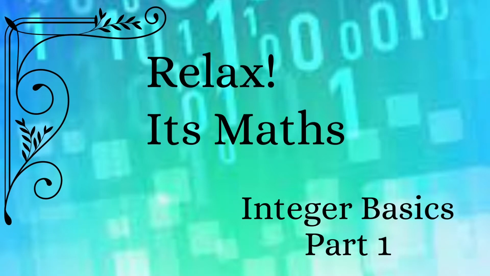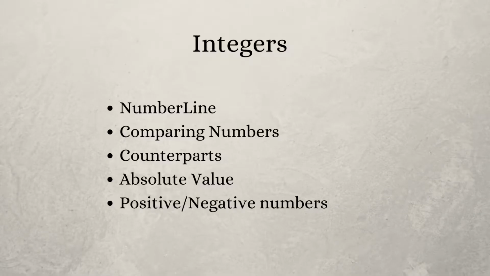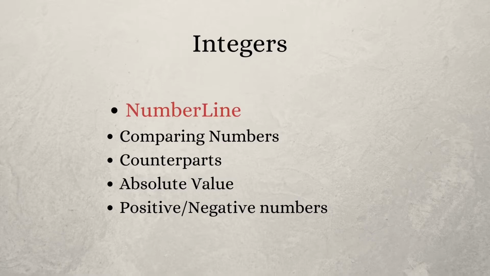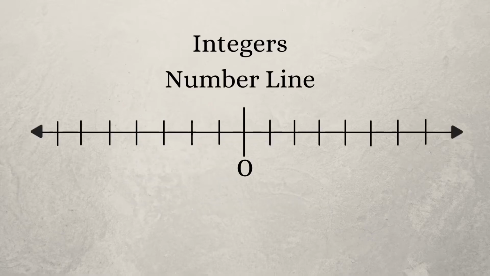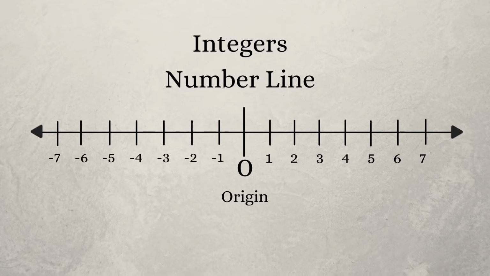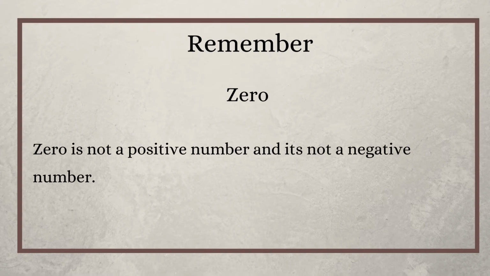Today, let us focus on integer basics. First, let's understand the number line. In the integer number line, we have 0 as the origin. Any number on this number line gets its position with respect to 0. Positive numbers are always to its right and the corresponding negative numbers are to the left of 0. An important point to remember is 0 is not a positive or a negative number.